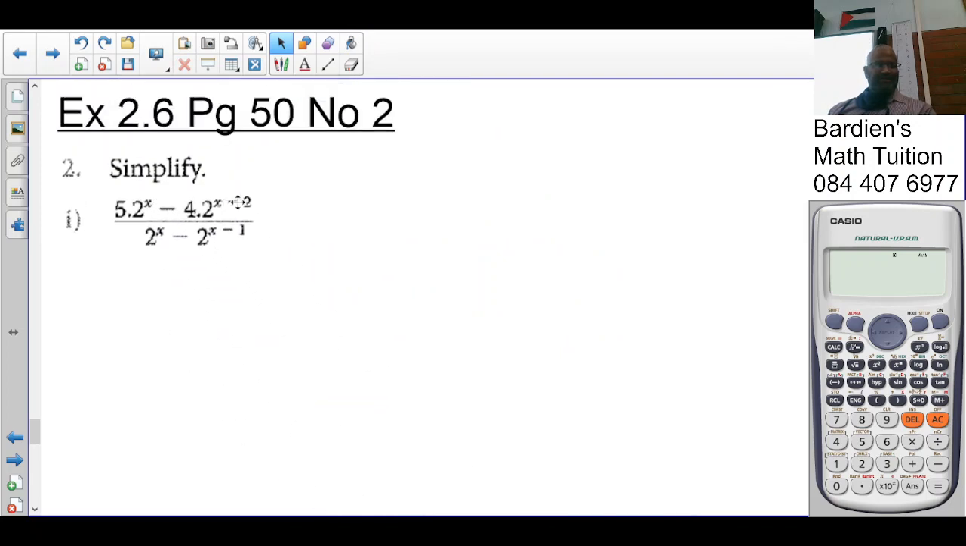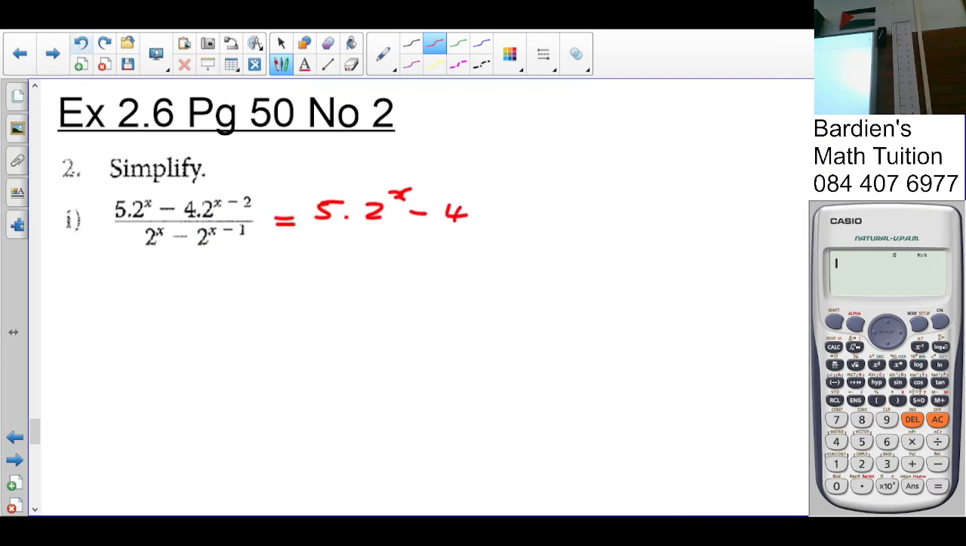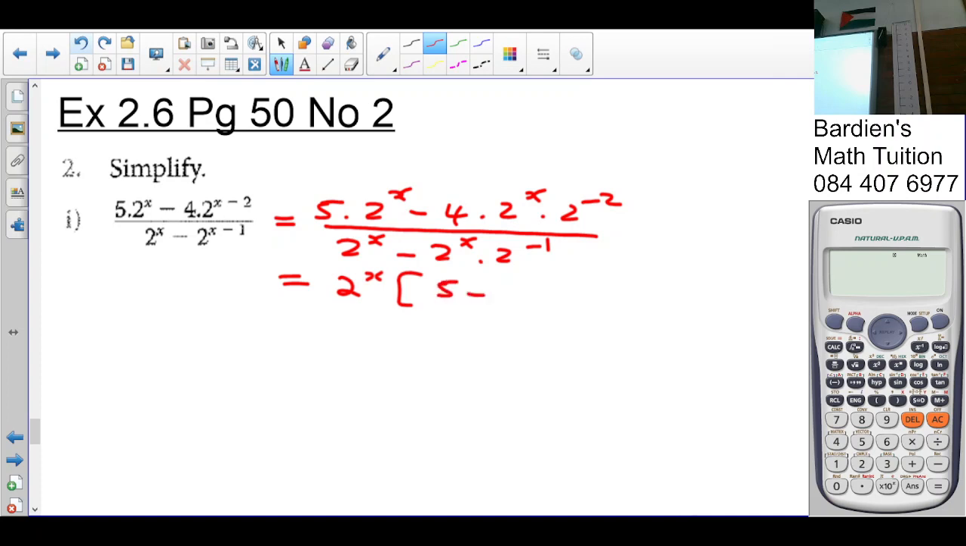We're looking at 2I. Again, we're going to break up these powers here. So it will be 5 times 2 to the x minus 4 times 2 to the x times 2 to the negative 2, and that's all over 2 to the x minus 2 to the x times 2 to the negative 1. Not so? Now what? 2 to the x is common. What are we left with? 5 minus 4 times 2 to the negative 2, over 2 to the x is a common factor, and I'm left with 1 minus 2 to the negative 1.